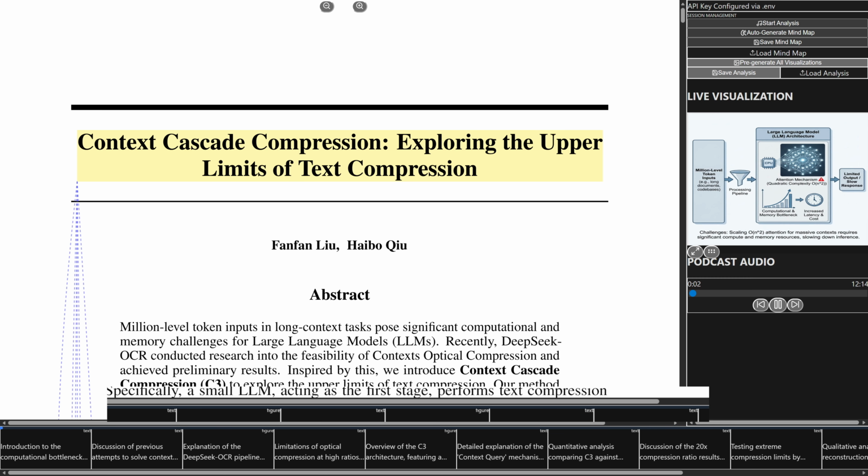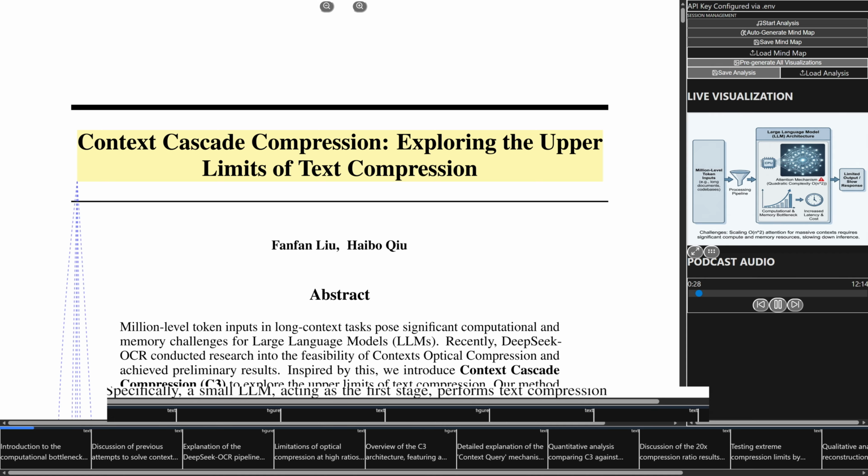Today we're tackling a problem that is arguably the biggest computational roadblock for large language models right now. Context length. Exactly. If you want an LLM to read a whole book or a massive legal document, we're talking million token inputs, the system just grinds to a halt. It creates this massive immediate challenge for computation and for memory.